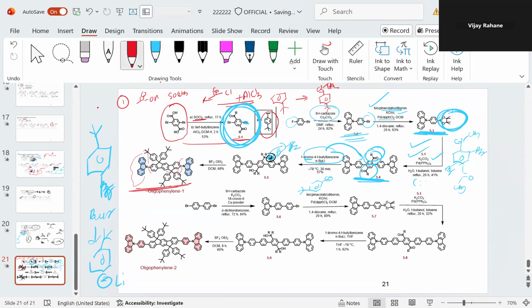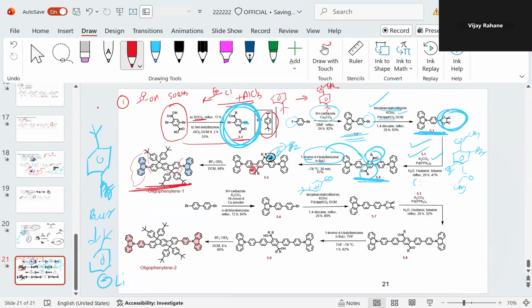Further, what happened? So this ortho position of this benzene attacks on this position, the cation formed. So we get here the target molecule.